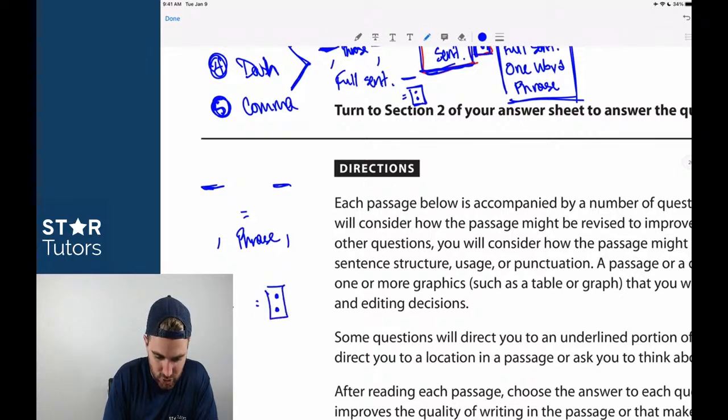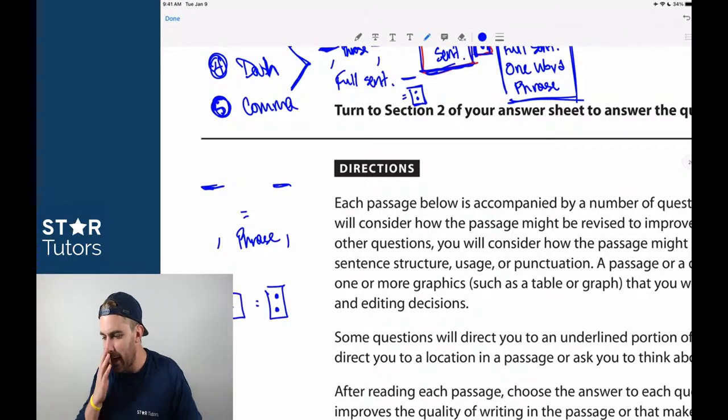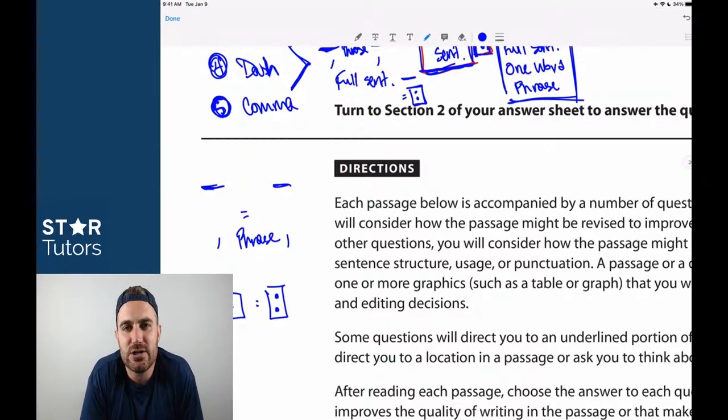Okay, so a dash and a colon can also be equal. I'm not exactly sure why you would use a dash in replacement of a colon, but you can, and they do test you on that from time to time.